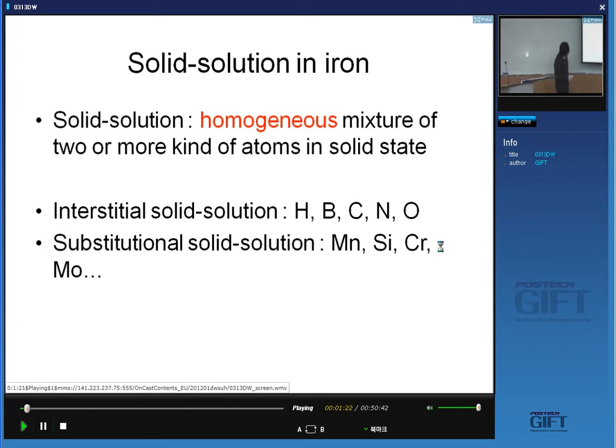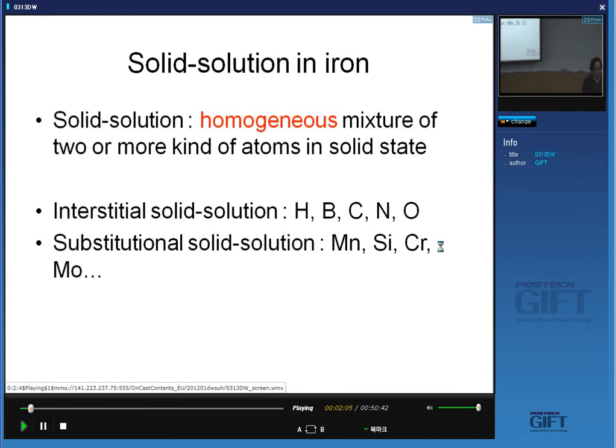Okay. In the previous class, we learned about the basic properties of iron. As I mentioned, without the magnetic ordering, the most stable state at low temperature of pure iron would be the face-centered cubic crystal. But due to the contribution of the magnetic ordering, the most stable crystal structure changes to body-centered cubic.